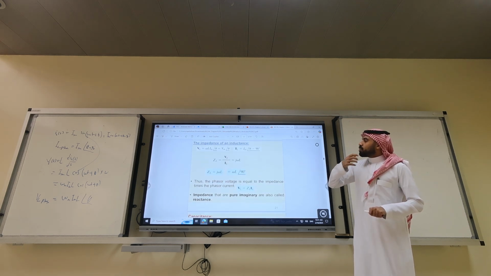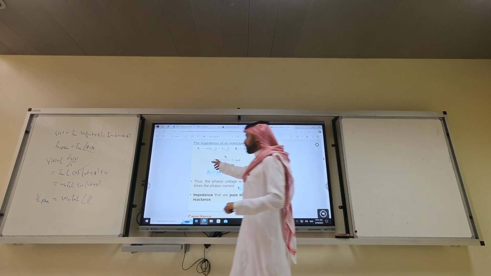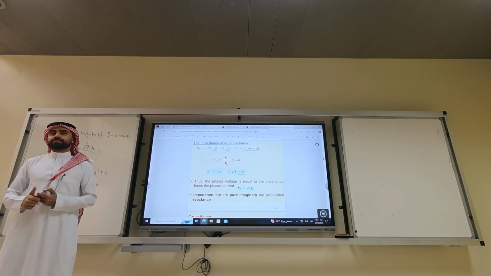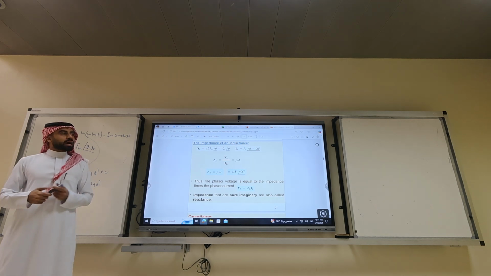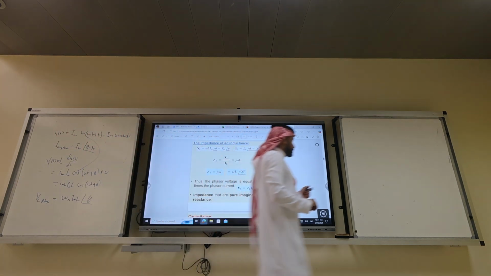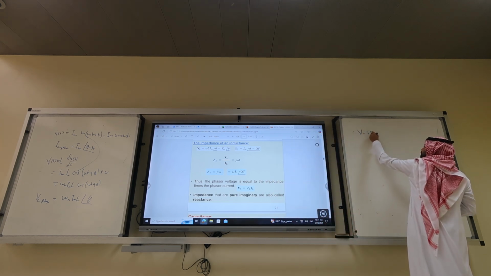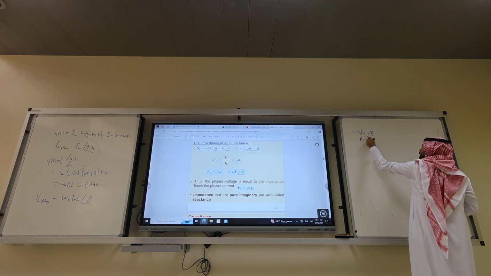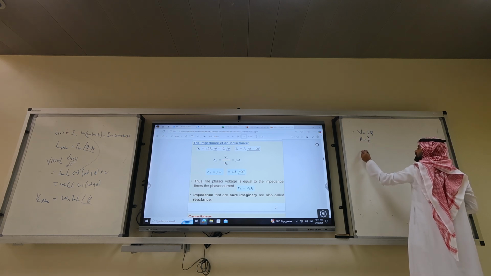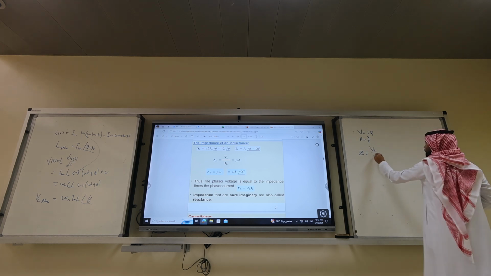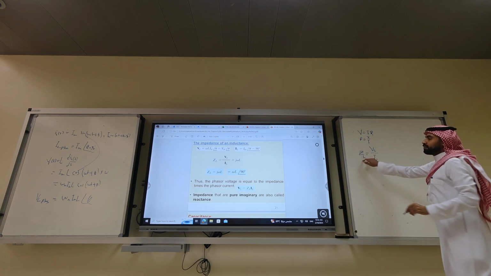Again, what is the definition of impedance? What did I tell you, impedance in Arabic? How to calculate the impedance? Well, you remember we had V equal IR and we said R equal V over I? Impedance is the same: you have to put Z equals V_L over I_L, and this is the Z_L.